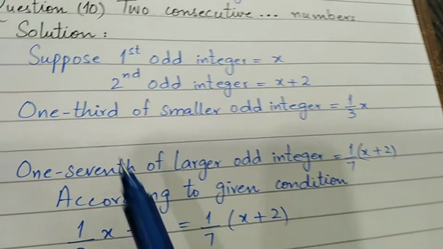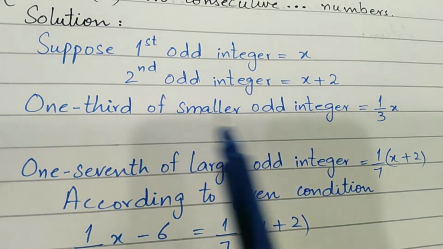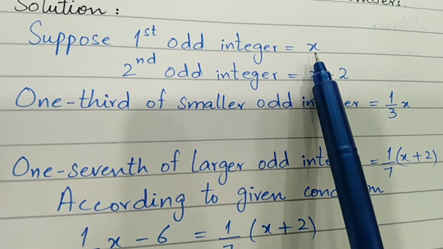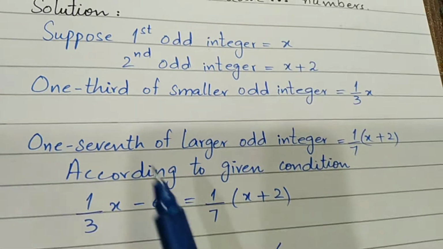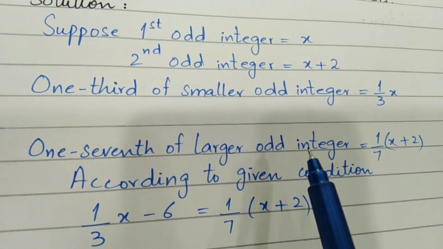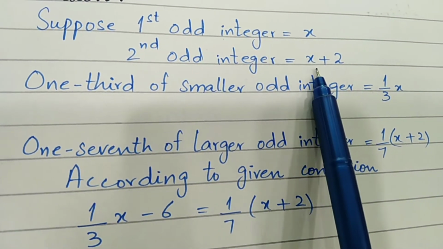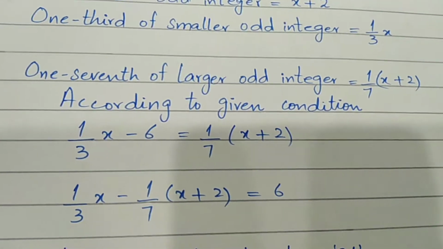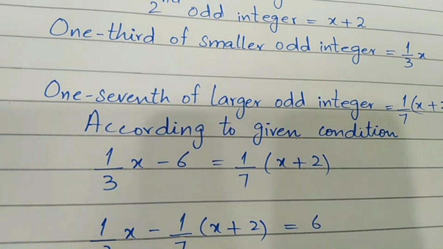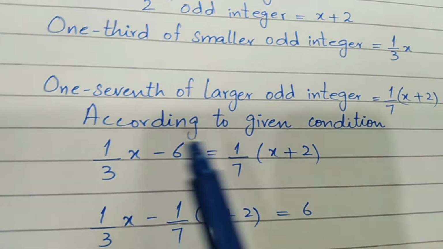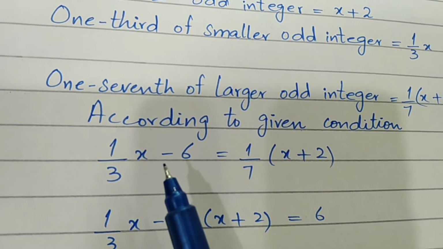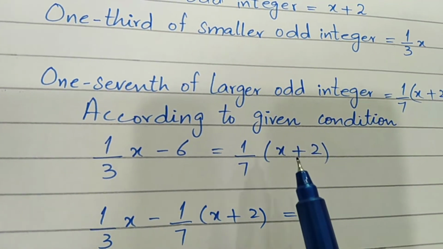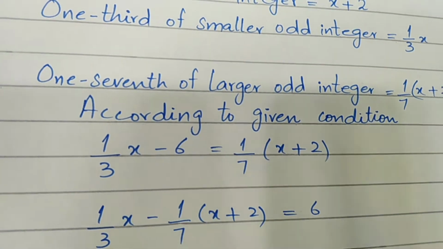Now according to the condition, 1/3 of the smaller odd integer means 1 over 3 times x, and 1/7 of the larger odd integer means 1 over 7 times x plus 2. The condition says two consecutive odd integers are such that 1/3 of the smaller one is greater than 1/7 of the larger one by 6.